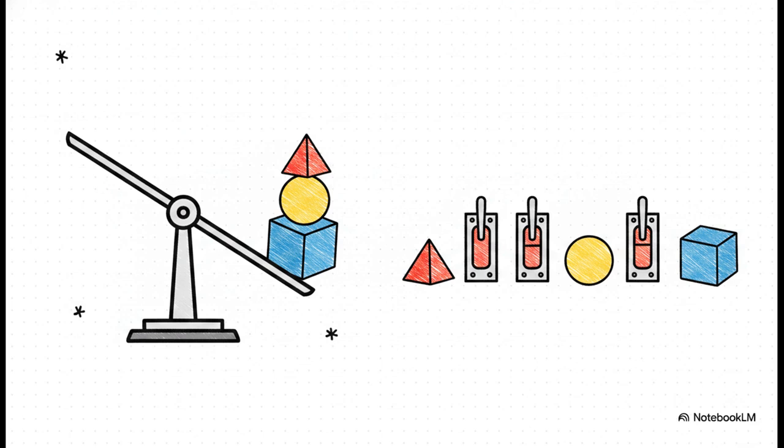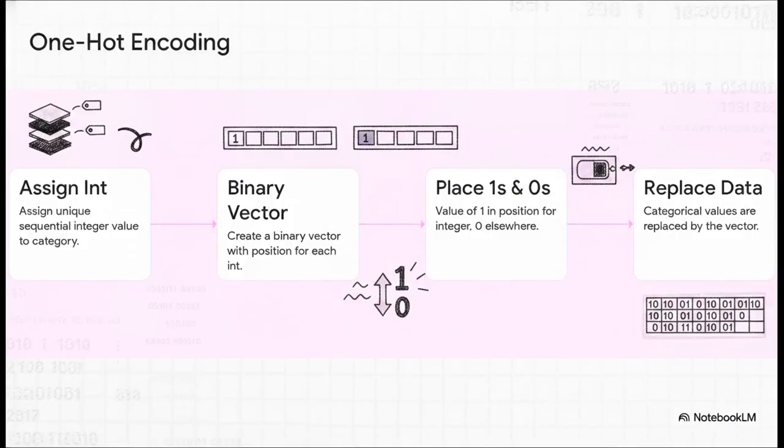Easy, right? Well, actually, this creates a really dangerous trap. The algorithm might look at that and incorrectly assume that because 2 is a bigger number than 1, category C is mathematically greater or more important than category B. To avoid that false numeric weight entirely, we usually prefer one-hot encoding. This turns categories into distinct binary vectors made entirely of zeros and ones. So how does one-hot encoding actually work in practice? It's kind of like flipping switches.